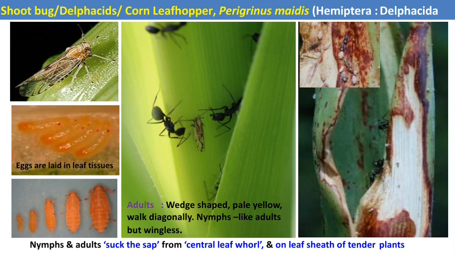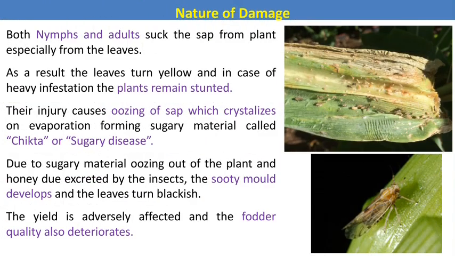Here in this picture you can see the egg laying of this pest, the egg laying of the Delphacids. It occurs inside the leaf tissue, and after hatching from the eggs the nymphs emerge, and both nymphs and adults are the damaging stages. The adult looks wedge shaped, pale yellow in color, and walks diagonally, and the nymph looks like the adult but is wingless. Then in the third picture you can see how these nymphs and adults suck the cells up from the plant parts. Here both nymphs and adults suck the sap from the central leaf holes and on the leaf sheath on the tender plants.